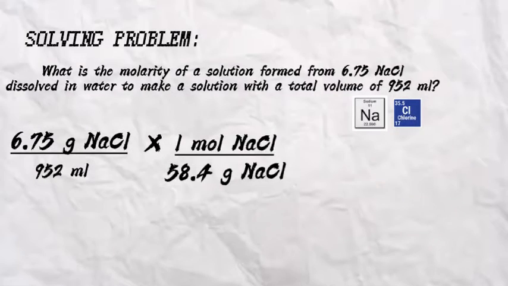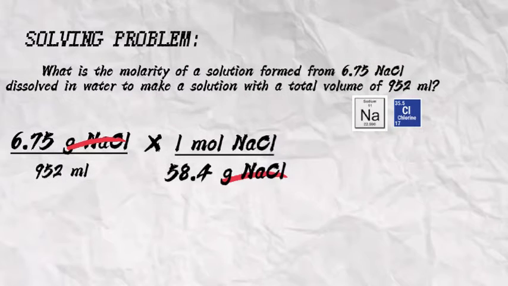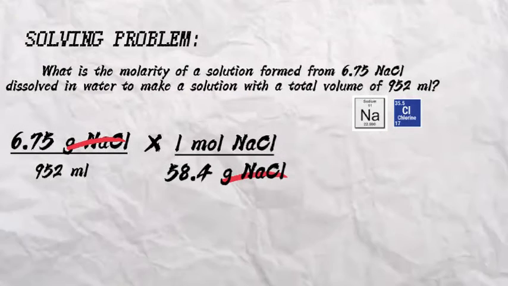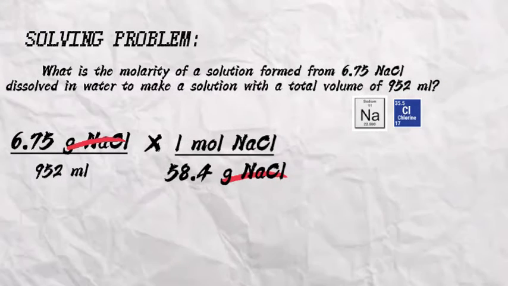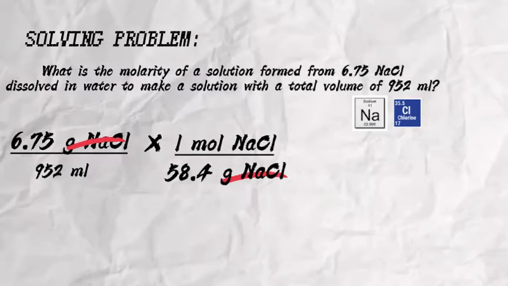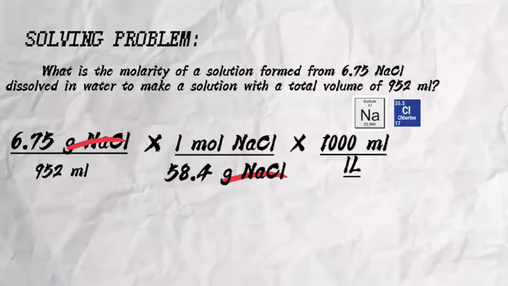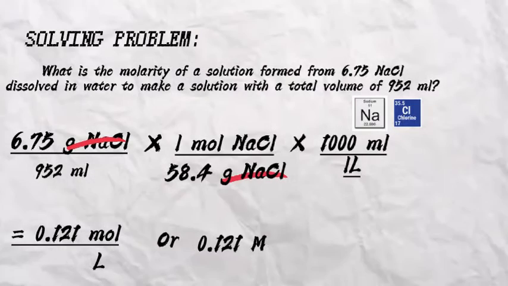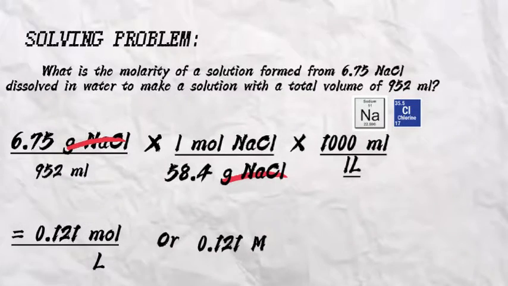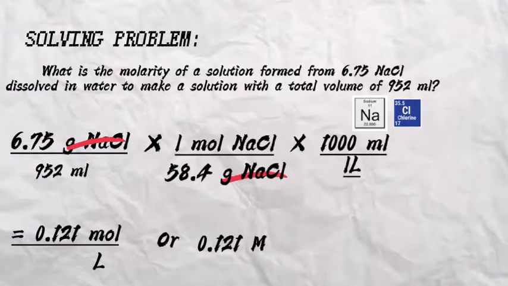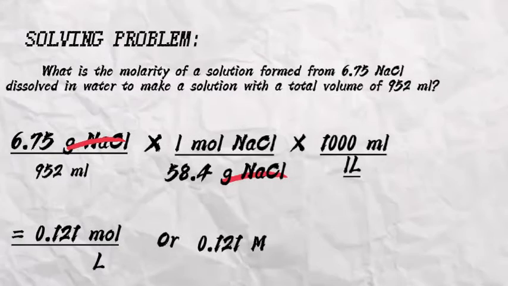So this allows us to cancel out the grams. We now have units of moles per milliliter, so molarity is moles per liter. So let's convert the milliliters to liters. We know that 1000 milliliters are in 1 liter. When we solve this calculation, we find that the molarity is 0.121 mole per liter, or 0.121 molar.